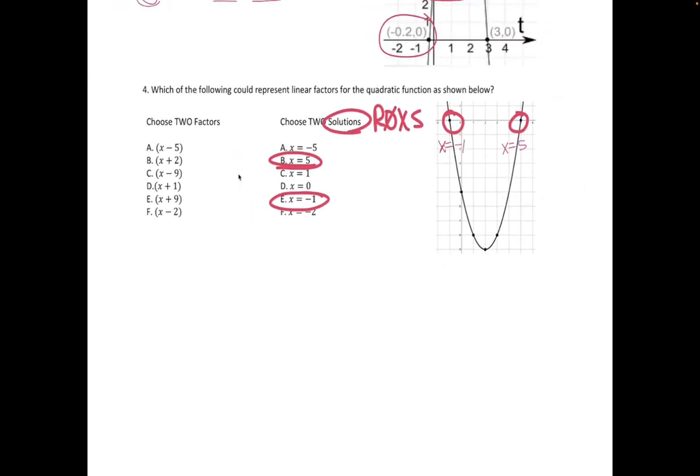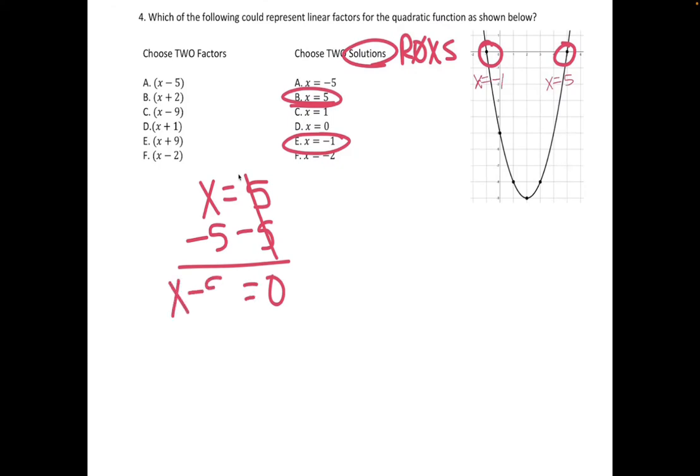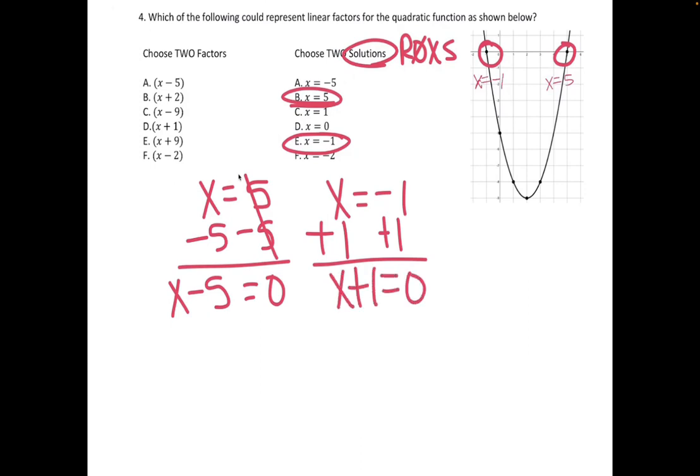And then we talked about, to write your linear factors, you need to take those solutions and set them equal to 0. So if I want to make this equal to 0, I'm going to move my positive 5 over by subtracting it. If I'm going to make the negative 1 equal to 0, I need to add 1. So x plus 1 equals 0. And these are my factors. So now I'm going to choose A and I'm going to choose D.